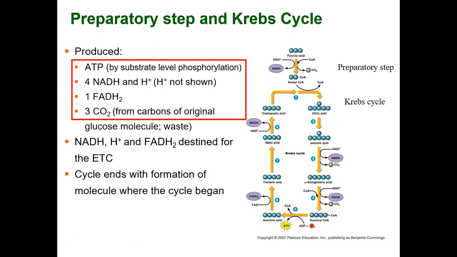All right, we do generate in the preparatory step and the Krebs cycle 4 NADH, 1 in the preparatory step, 3 in the Krebs cycle. So 1, 2, 3 NADH in the Krebs cycle. We do generate 1 FADH2, which is similar to NADH. They carry the electrons to the electron transport chain. There's the FADH2 here. We do generate ATP at this step of the Krebs cycle. The NADH and the FADH2 carry the electrons to the electron transport chain. And the preparatory step and the Krebs cycle will run 2 times for each molecule of glucose. Any question about any of that?